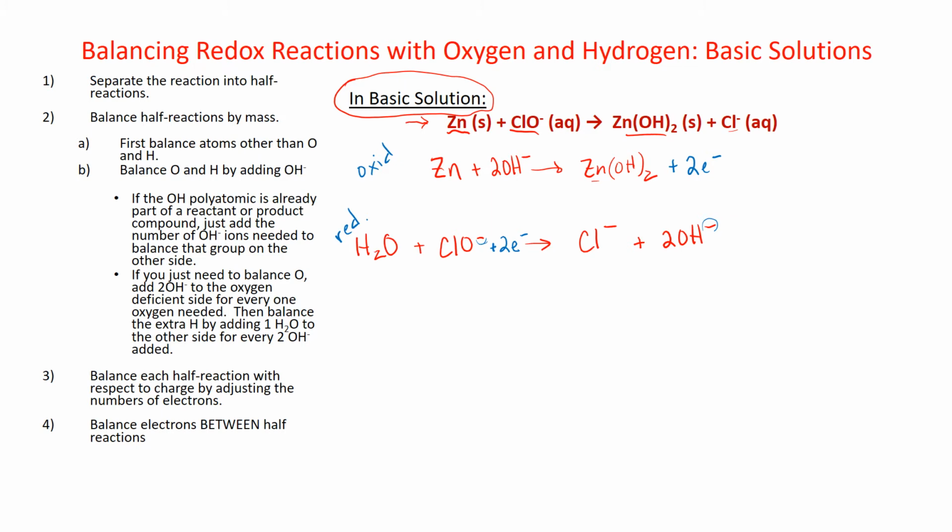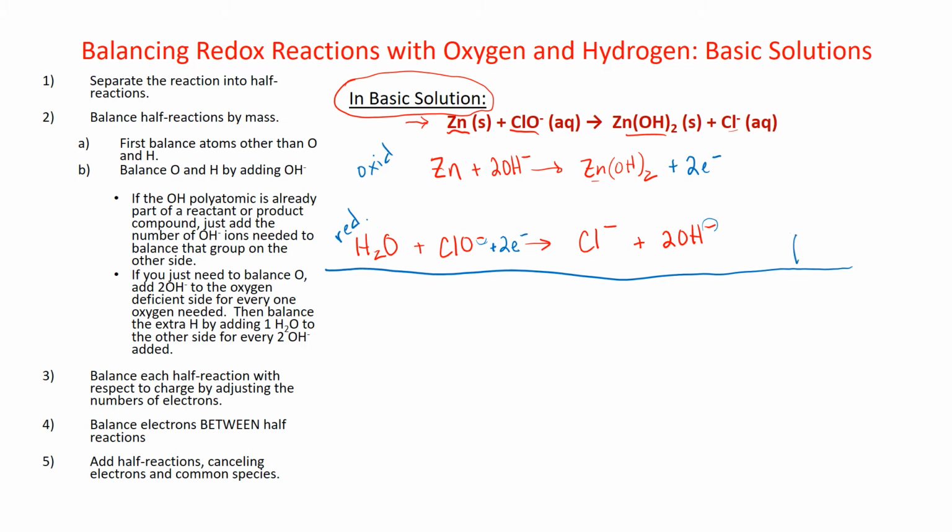I just get to move to the next step, which is to add our half reactions together, canceling the electrons and any common species. And you're going to find with these particular reactions that you may have more to cancel here than just electrons. So when I add these 2 half reactions together, 2 electrons here and 2 electrons there definitely cancel.